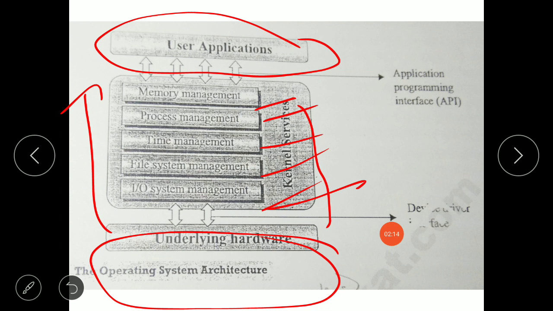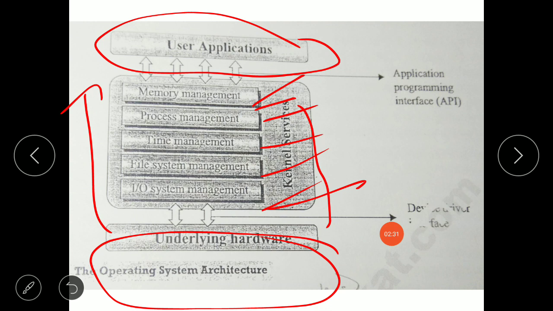Next is memory management. We'll talk about secondary storage management. The secondary storage management service of the kernel deals with disk storage allocation, disk scheduling, free disk space management, etc.